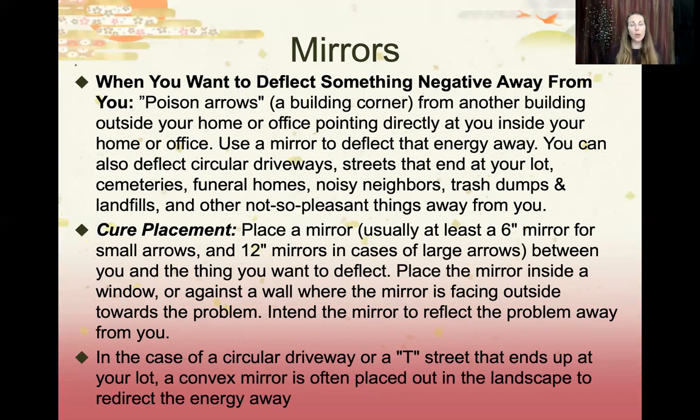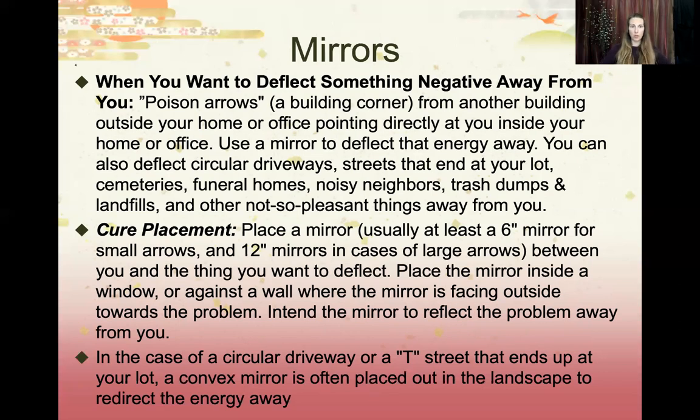So we see the cure placement, place a mirror. It's often recommended at least a 6-inch mirror for small arrows, 12-inch mirrors, or even larger mirrors if you have them, between you and the thing you want to deflect. So you're going to place the mirror inside the window, or it can even be against a wall where the mirror is facing outside. Because again, things don't have to be seen to have an impact. When we intend that mirror to reflect the problem away, it gives us more space.